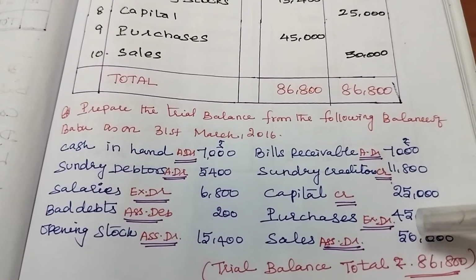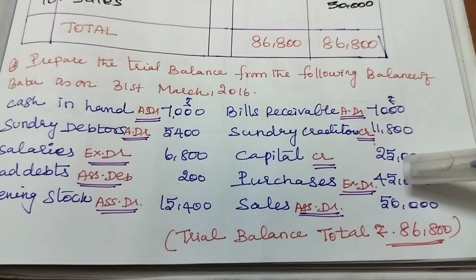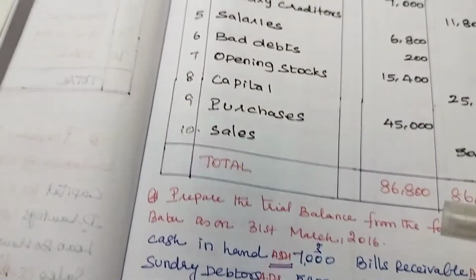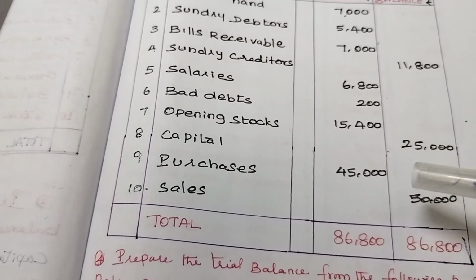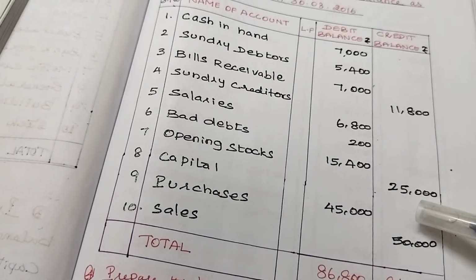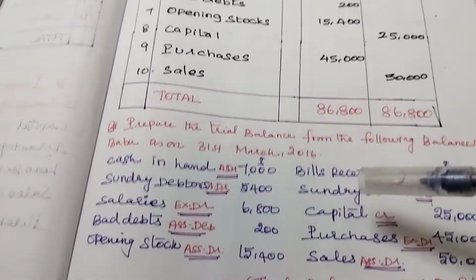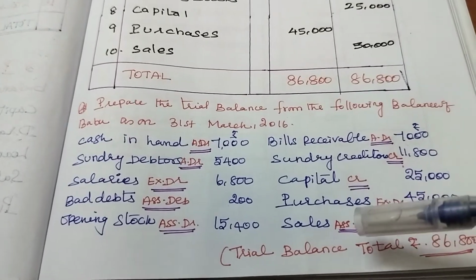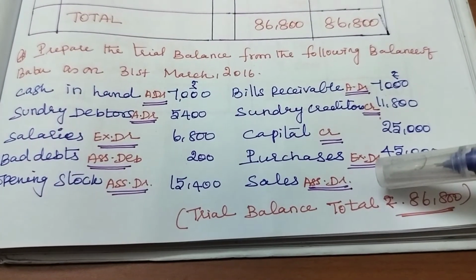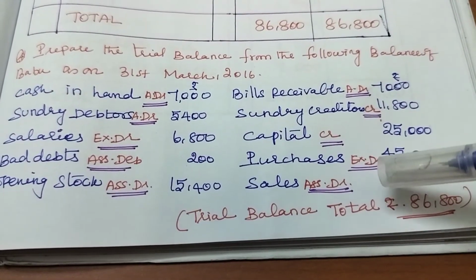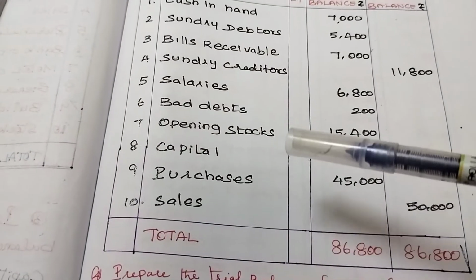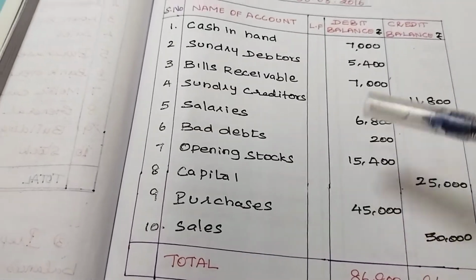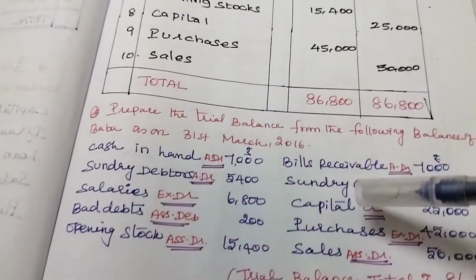Then capital 25,000 rupees. Capital account is always a credit balance. So capital 25,000 is entered on the credit side. Then purchases 45,000 rupees. Purchases is an expense account. All expenses will be debited. So purchases 45,000 is entered on the debit side.